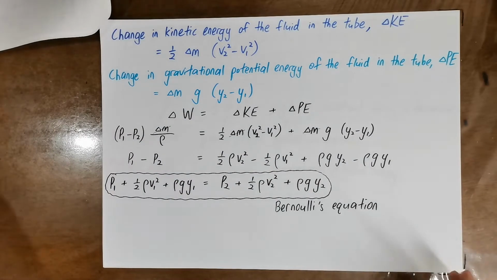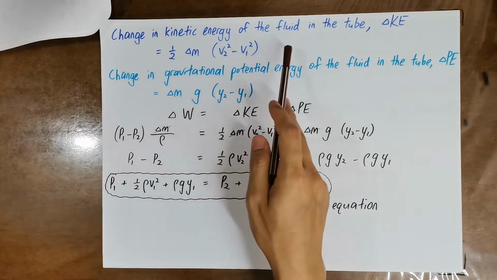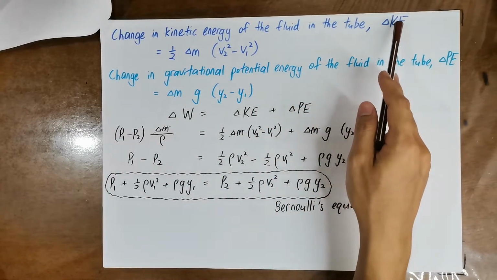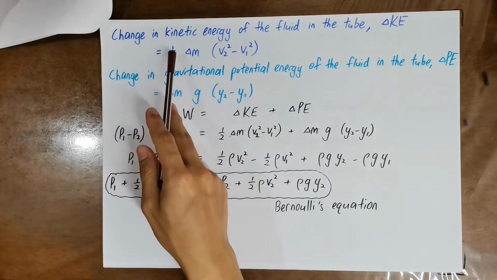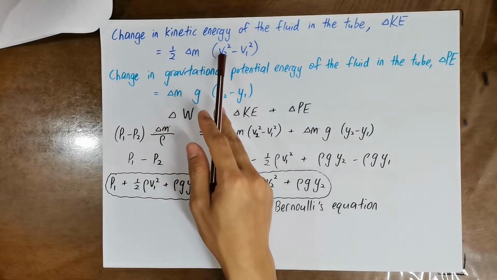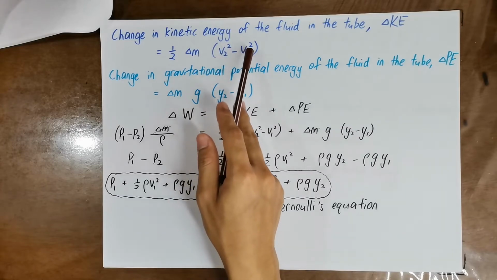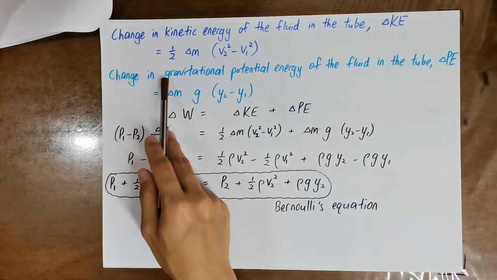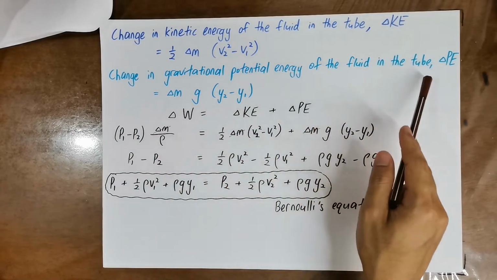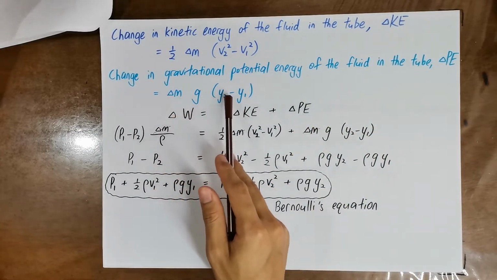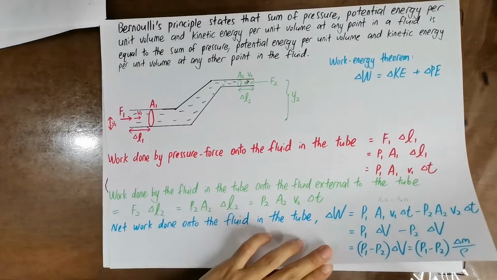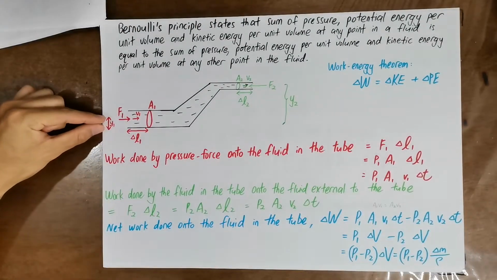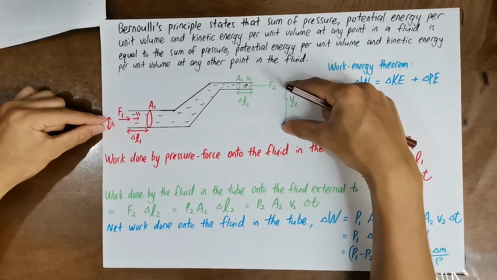Okay, so the change in kinetic energy of the fluid in the tube is delta KE, which is half delta m times (v2 squared minus v1 squared). So this is the change in the kinetic energy. And then the change in the gravitational potential energy is delta m g (y2 minus y1). This is y1, this is y2.